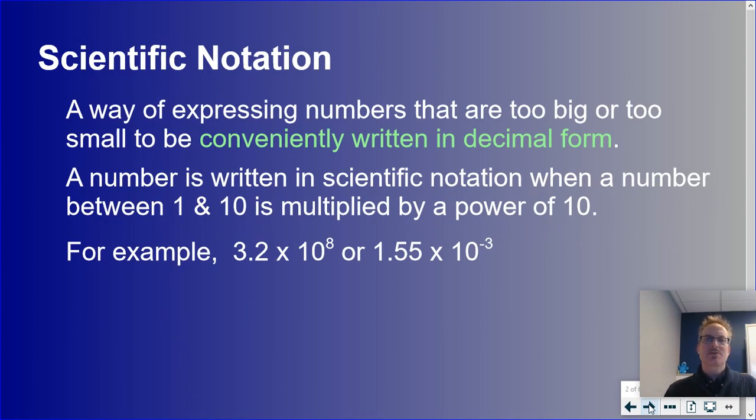Scientific notation is a way of expressing numbers that are either way too big or way too small. What we're going to do is move the decimal, so we have a number somewhere between 1 and 10, and then we decide by what power of 10 we're going to multiply it. We can multiply by a positive or a negative power of 10, depending on which way we move the decimal. Let's take a look at some examples.